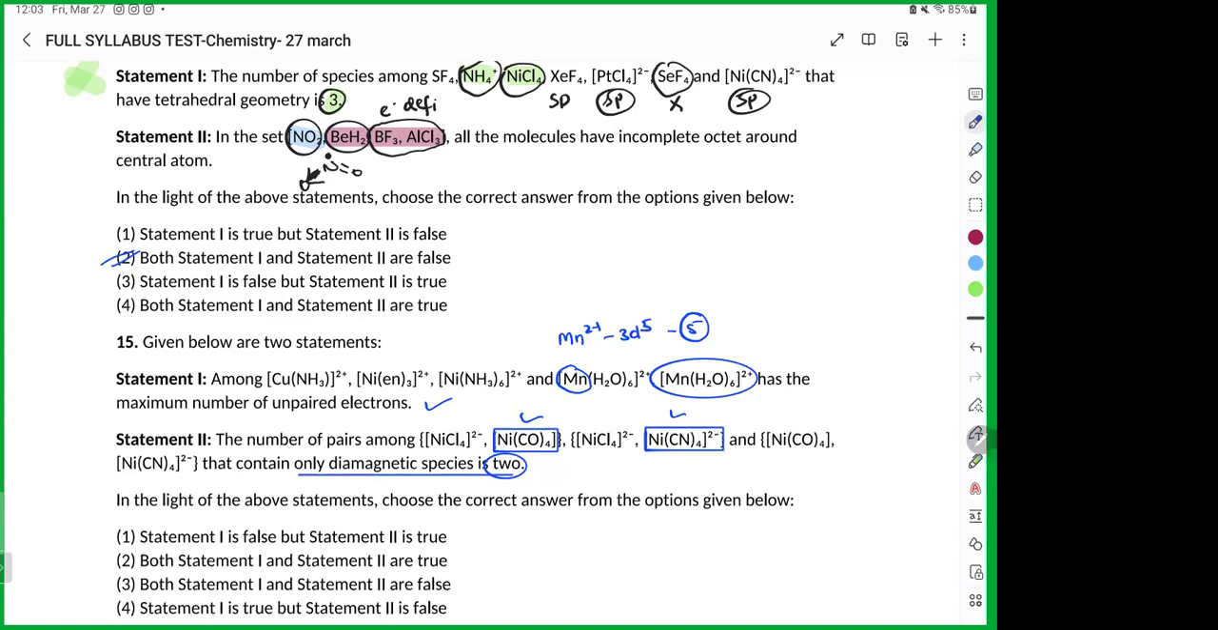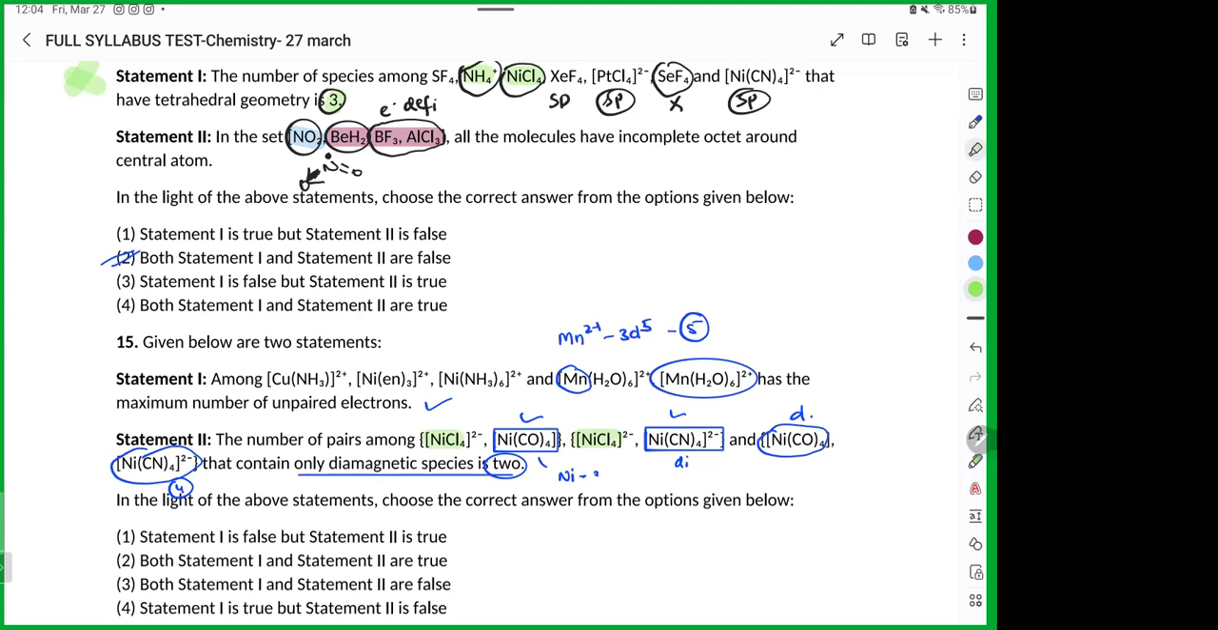That is what I am checking. Nickel carbonyl, so nickel is 28. So this is definitely diamagnetic, nickel carbonyl. Nickel cyanide, this is also diamagnetic. It is asking the number of pairs among this, this and this that contain only 2 diamagnetic species. No, total 3. This is also diamagnetic, no? So total 4. Only these 2 species are not there.